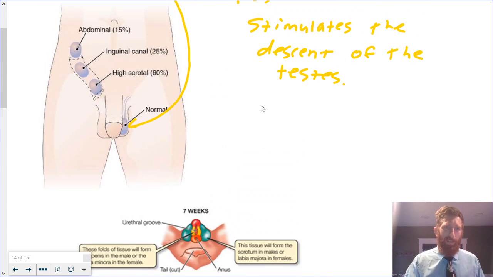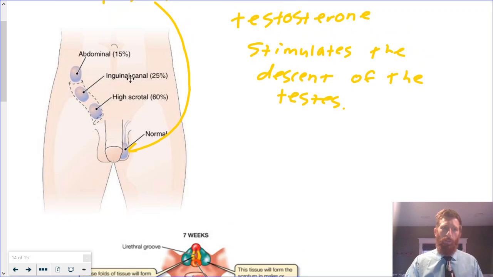So all that to say, that's why one of the jobs of testosterone is to stimulate the descent of the testes. We'll talk about this in reproductive physiology, but the testes need a certain temperature for sperm to develop properly, and so the scrotum is in charge of maintaining that temperature. Now, it's really interesting, right? So descent of the testes, these have to descend through the pelvic floor.